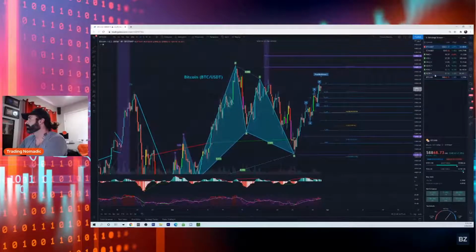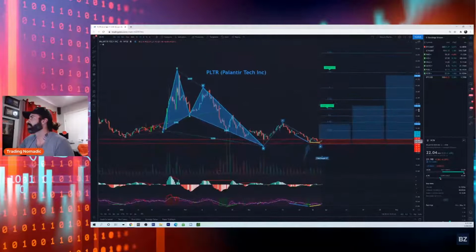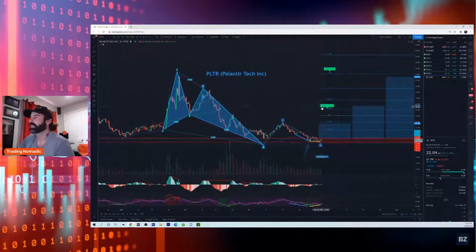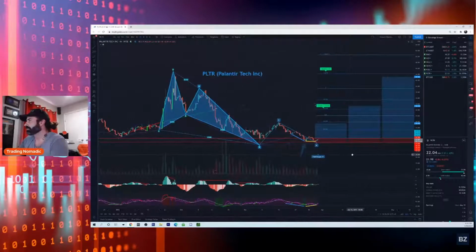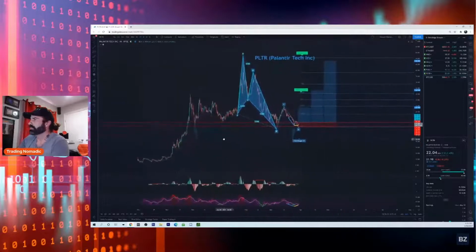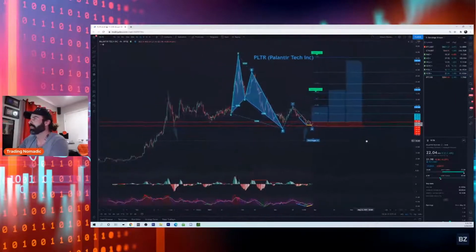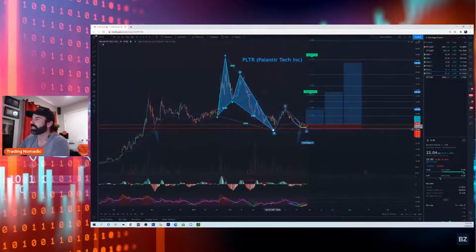But another one, Palantir. Palantir is another one somebody brought up, I think last week. And we initially had this bullish harmonic on the left here. And if you look, I got these red lines lined up with historical support. And with harmonics, that's what you want to look for. If you get a D leg of a harmonic, you kind of want this to be at an area that is historically important, right? Because a harmonic in most cases is a reversal formation.